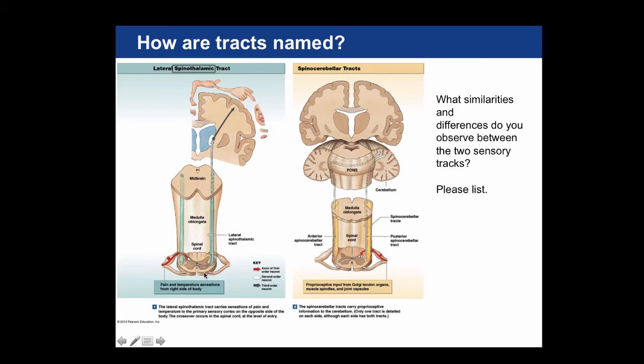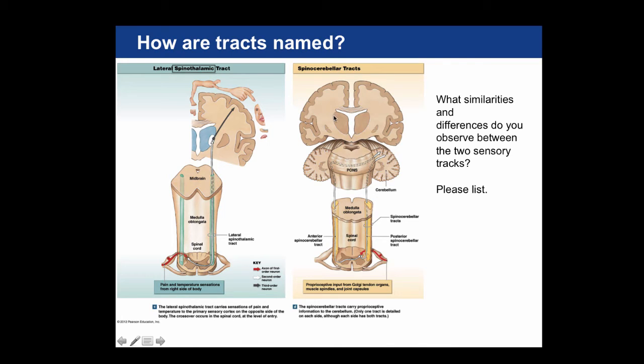So, spinothalamic tract carries pain and temperature from the right side of the body, and we can see it decussates and crosses over to the left and is carried to the somatosensory cortex. It's called the spinothalamic tract because it begins in the spinal cord and communicates through the thalamus. So the name, hence the name spinothalamic tract.